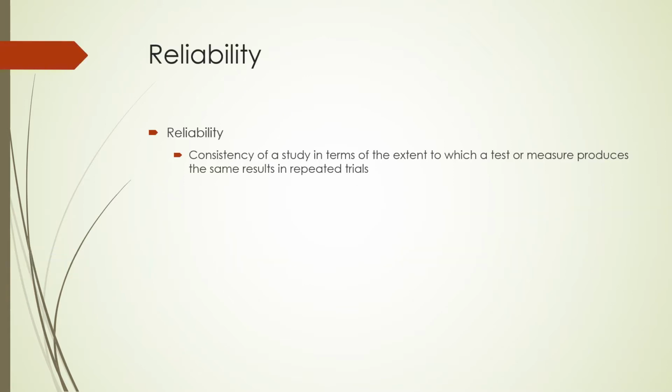So the first factor that we're going to look at here is reliability. So this is the consistency of a study in terms of the extent to which a test or measure produces the same results in repeated trials. So as a test of intelligence, for example, or of scholastic aptitude, sometimes we use the SAT test, right? A measure of reliability for that test would be that you are getting somewhat consistent scores throughout the times that you're taking it, right?